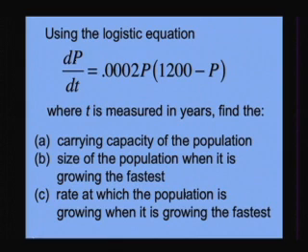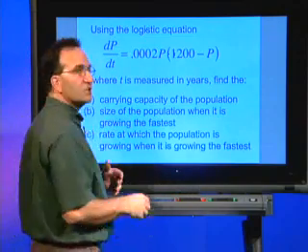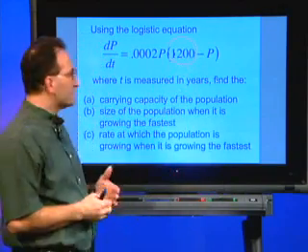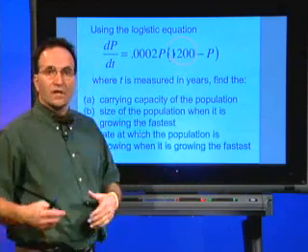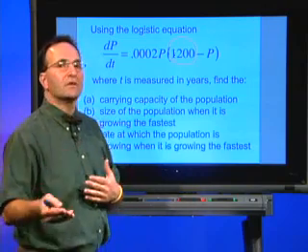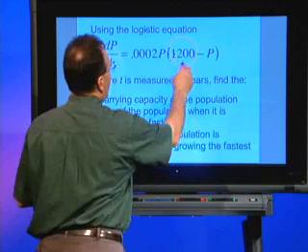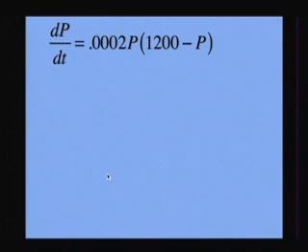Well, this is not too bad because what we'll notice is that the maximal carrying capacity, which is M, in the formula in this case is 1200. So that's our answer to part A. In terms of part B, the size when it's growing the fastest, we just looked at the graph which says when it's halfway to the maximal carrying capacity, that's when it's growing the fastest, which means my answer to B is half of 1200, or in other words, 600. So we know that 1200 is the carrying capacity, 600 is when it's growing its fastest.